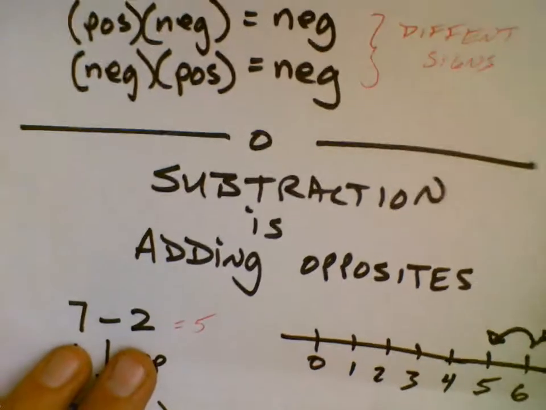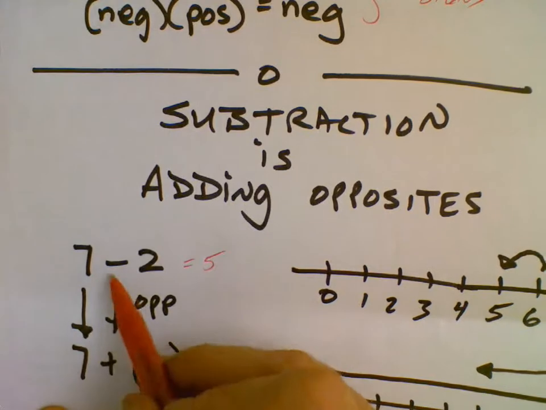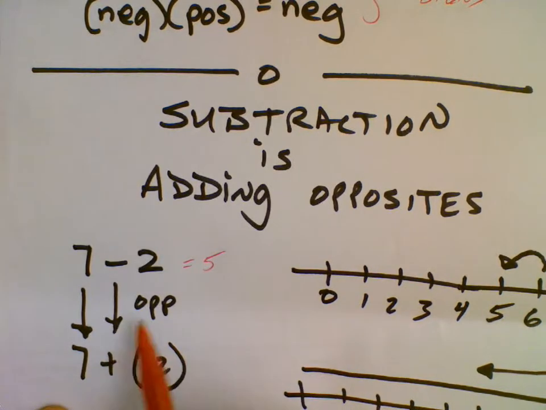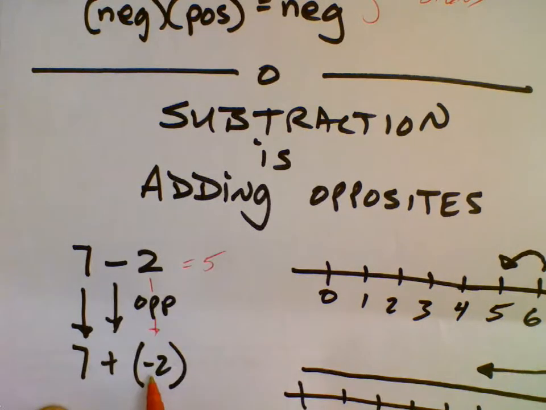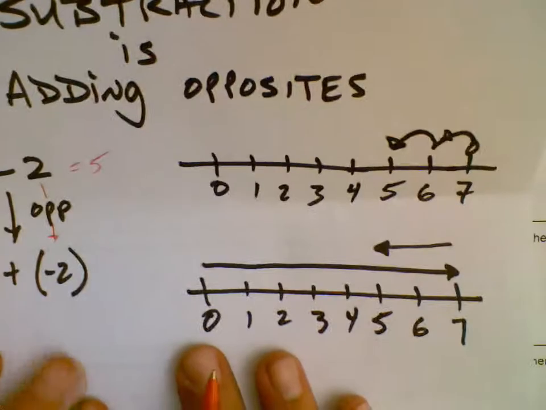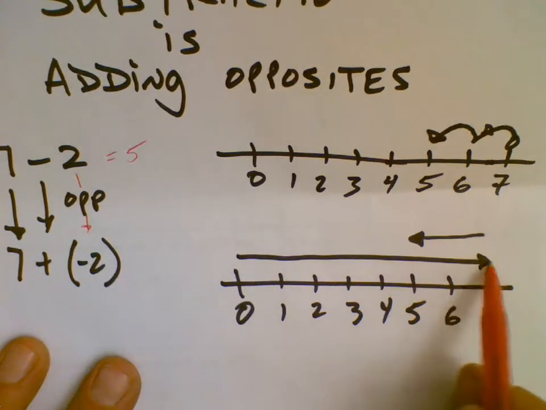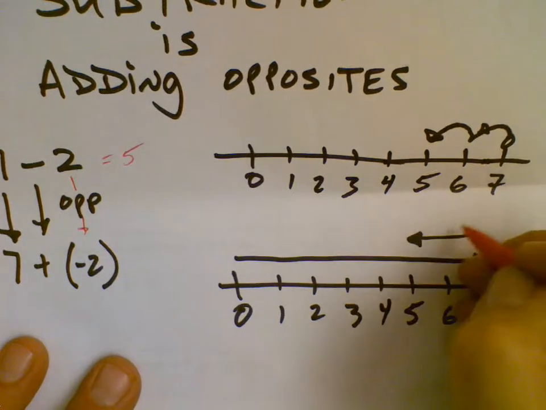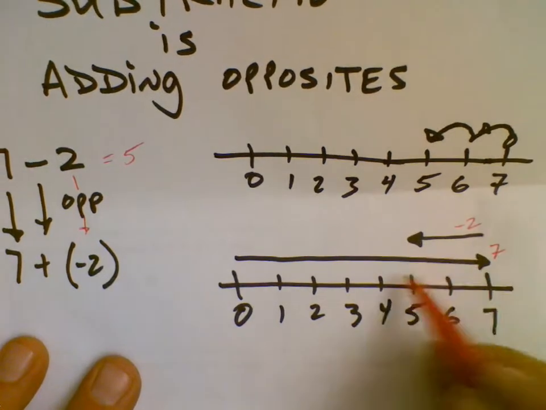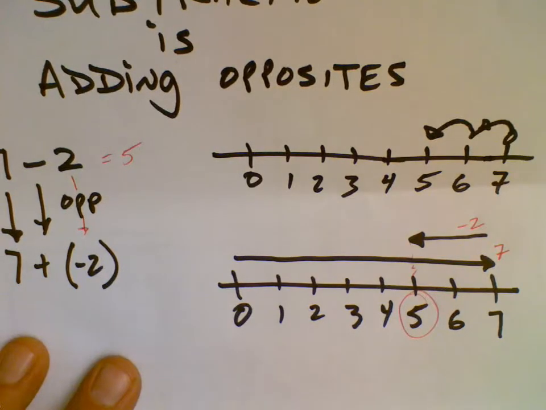But subtraction is adding opposites. So 7 stays the same. The subtraction becomes addition. And what is the opposite of 2? Negative 2. And now we have a problem like we worked with the number lines. So this arrow here represents 7. So here's my 7. And this arrow moving this way represents negative 2. Either way, I end up at 5. Okay, let's get started.